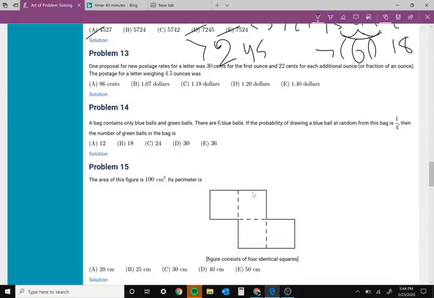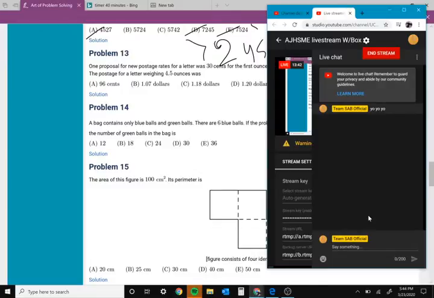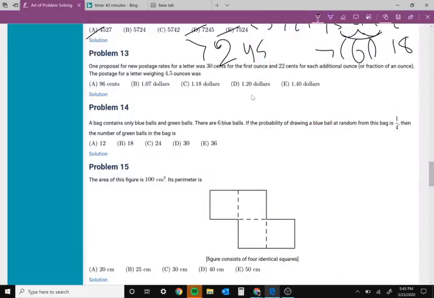One proposal for new postage rates for a letter was 30 cents for the first ounce and 22 cents for each additional ounce. How many viewers do we have? Oh yeah. Anyways, this is less of a live stream and more of just me being lazy and kind of making it a video. Okay, 30 cents in the first ounce and 22 cents for each additional.